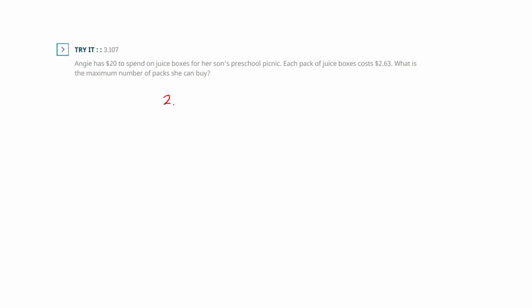Okay, so we've got $2.63 per juice box here. So we can't go over $20. That's the max that she has. We can go up to it, but we can't go over it. So we're going to divide each one by 2.63. And let's see if we have to do that trick like we did on the last one. Yeah, we do.